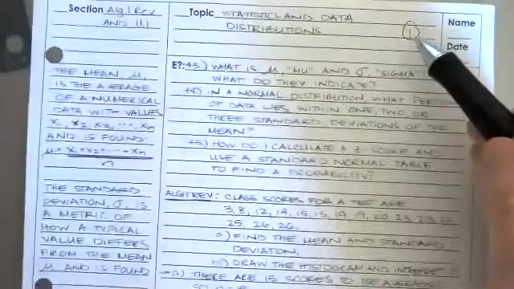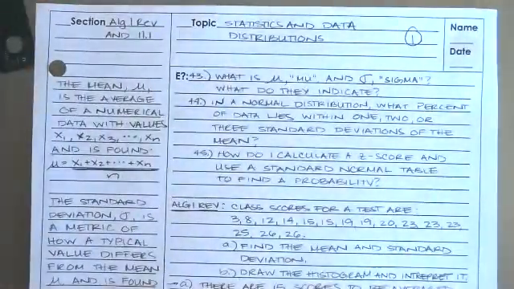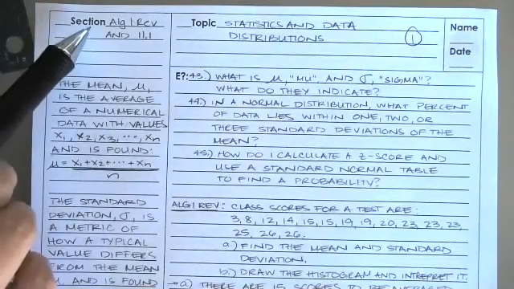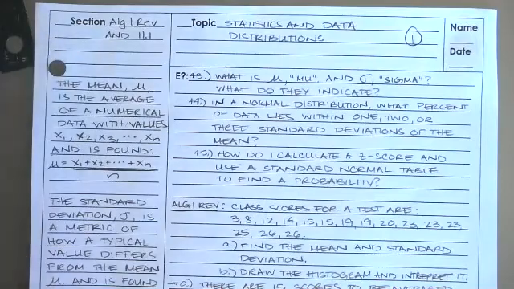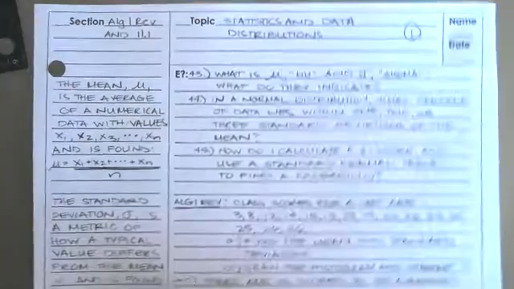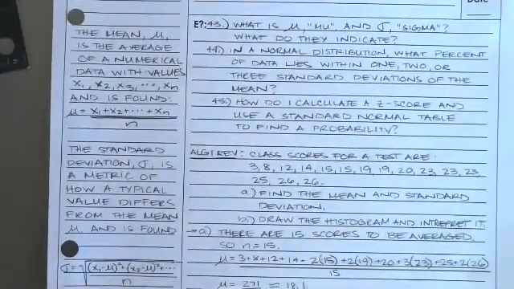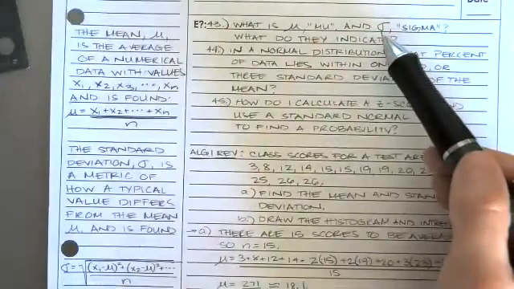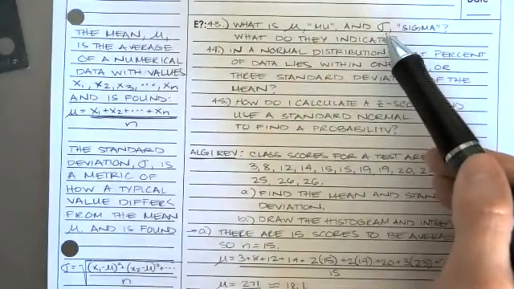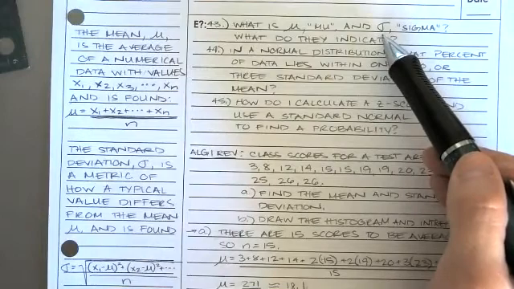All right, so the notes have 4 pages because there's a lot of diagrams, so I numbered the pages up here. This is statistics and data distributions. The first example is the Algebra 1 review, and then we'll look at stuff from section 11.1. The essential questions are, what is mu and sigma, and what do they indicate? Remember in chapter 8, we used a sigma that looked like a capital E. This is the lowercase version of that letter.